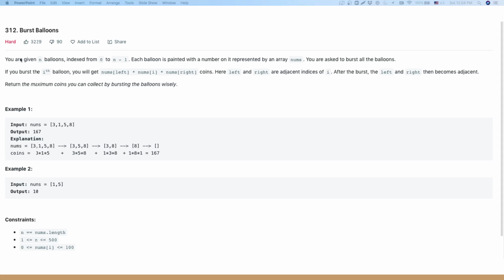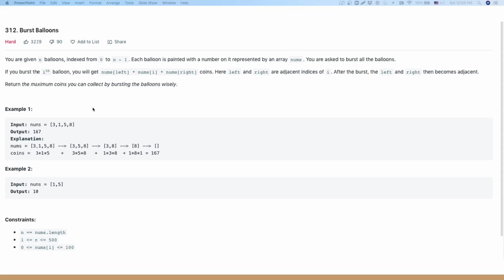First, Burst Balloons. You are given n balloons, indexed from 0 to n-1. Each balloon is painted with a number and is represented by an array nums. You are asked to burst all the balloons. If you burst the ith balloon, you will get nums[left] times nums[right] times nums[i], where i is in the middle, and left and right are the adjacent indices of i. After the burst, the left and right become adjacent. This is a very important condition. Return the maximum coins you can collect by bursting all the balloons wisely.